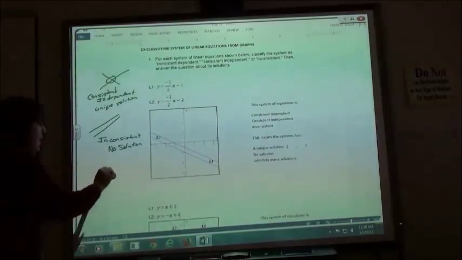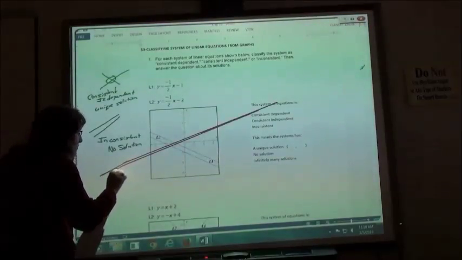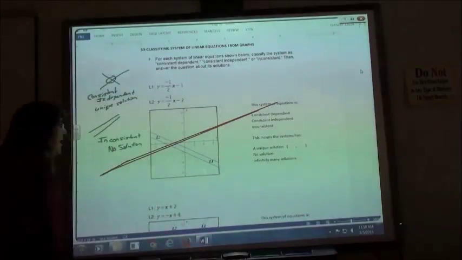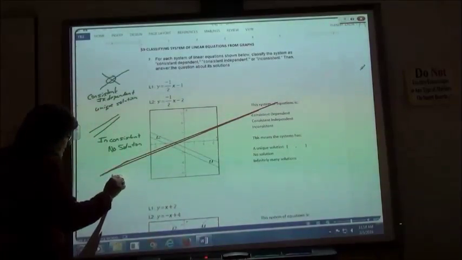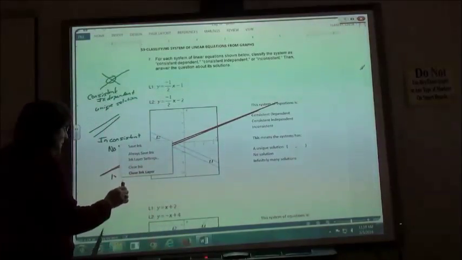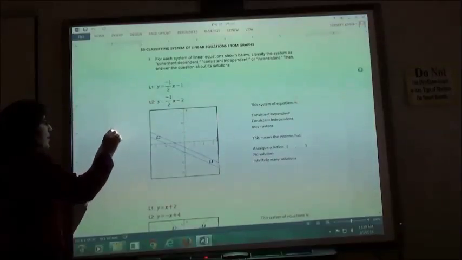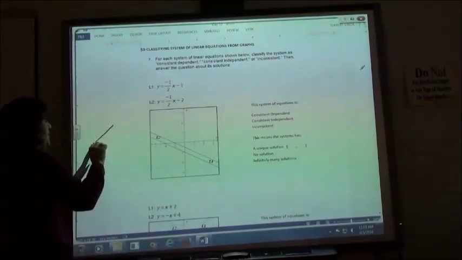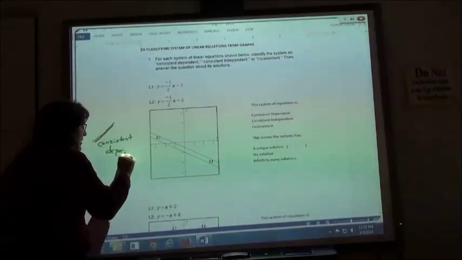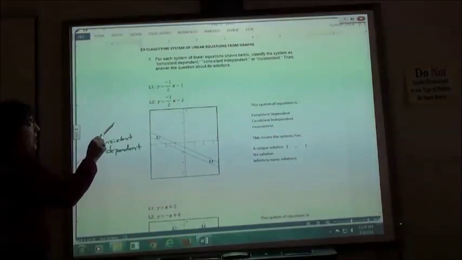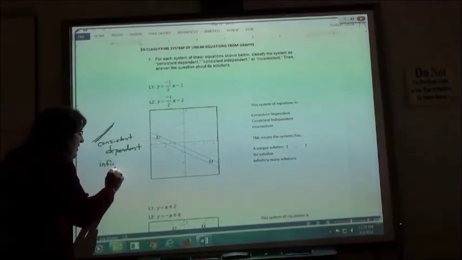Third way I could have two lines is if I have one line and my other line happens to be exactly on top of that line. Whoa, my line went crazy. If my one line is exactly on top of my other line, it is called, if my pen would write, consistent dependent. Hopefully you had those other two written down. And what happens is every single point on the line is a solution to both of my equations because they're really the exact same line. So they're going to say that there's infinitely many solutions.